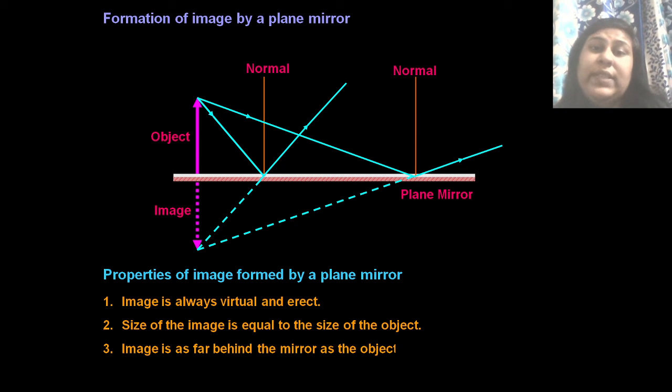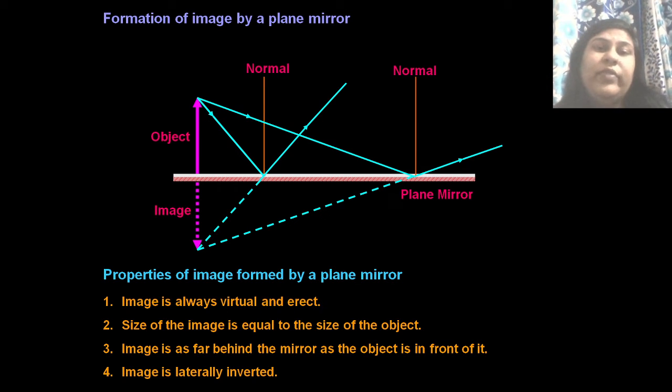Number two, it is of the same size. Number three, it is as far behind the mirror as the object is in front. And number four is laterally inverted. For the formation of the image by a plane mirror, you can consider yourself looking at your face in a dressing table. If you stand 3 meters from the mirror, your image is also formed 3 meters behind the mirror. And second, if your height is 5 foot and 2 inches, your image is also 5 foot and 2 inches.